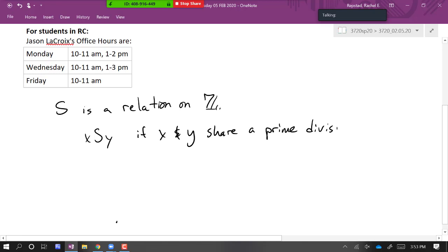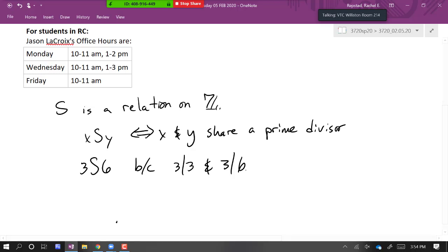Does it depend on land? Yeah. So they're just defining what it means to be related. So, can somebody give me some integers that are related under this definition? 3 and 6. 3 and 6, yeah, 3 divides 6. So they share the prime divisor, right? 3 is related to 6 because 3 divides 3 and 3 divides 6. There's their prime divisor.